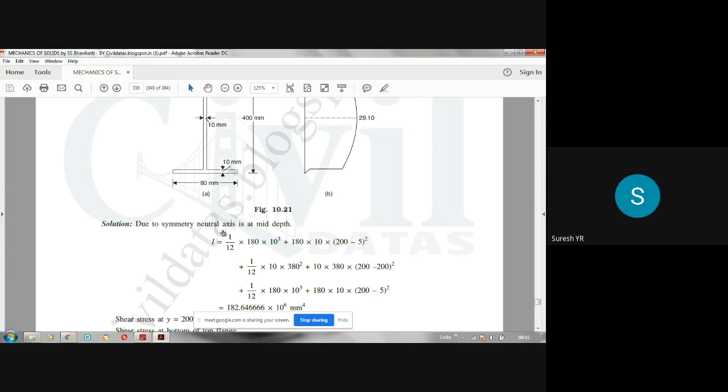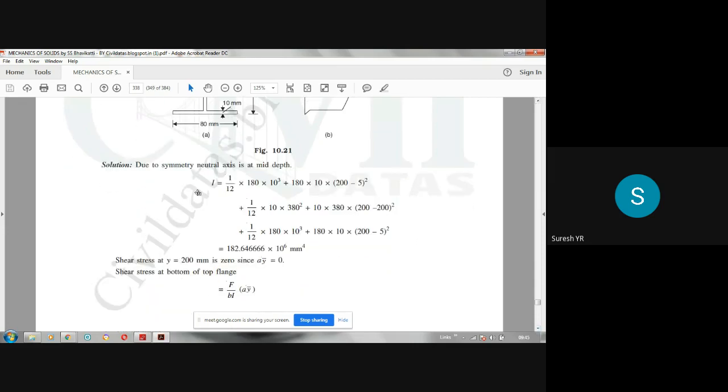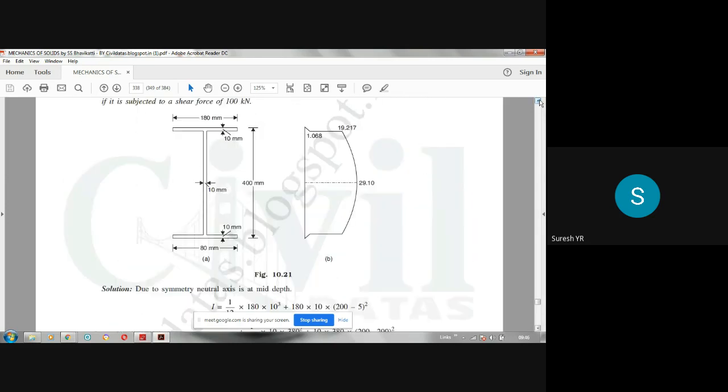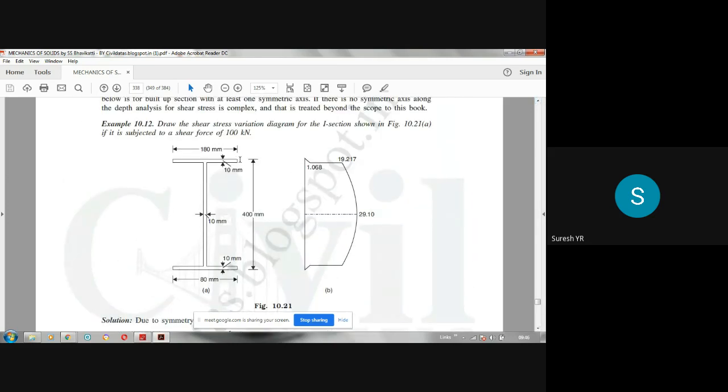If you add all these three, you are going to get the moment of inertia of this I section about the neutral axis. So this is the value. I means I NA, about the neutral axis. This is the answer you are going to get after simplification. It is expressed in terms of millimeter power 4. The unit of moment of inertia is millimeter power 4. Now let us find out the shear stress at different points. We know that the shear stress at the top fiber and the bottom fiber will be 0. See here, this is 0, this is 0.